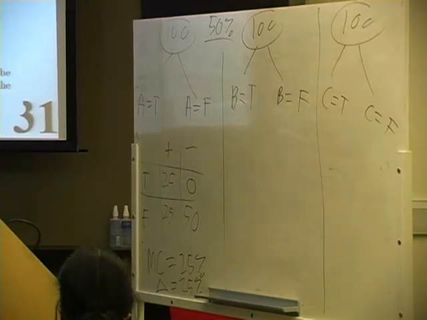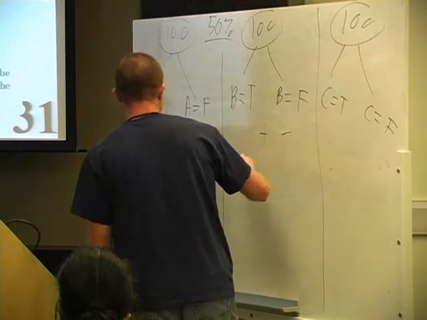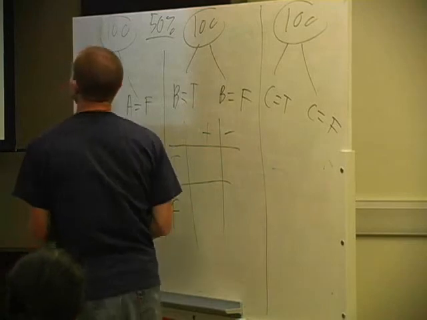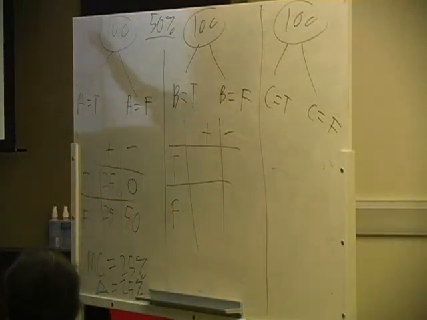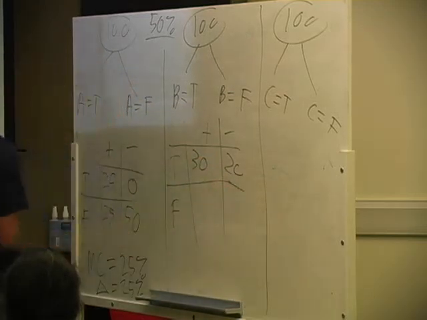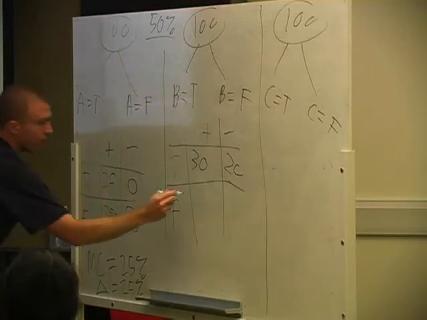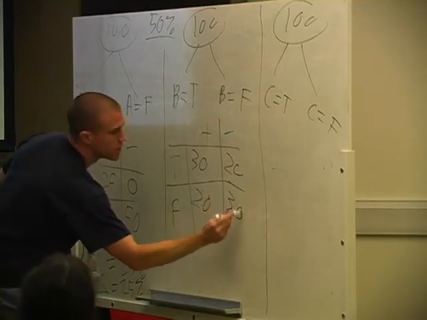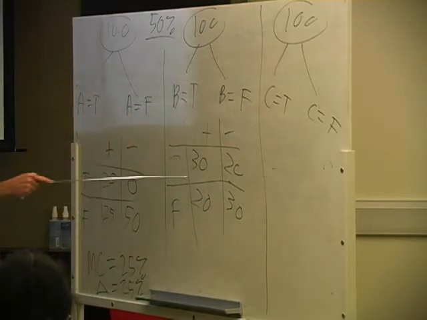Okay, you could also do the same thing with B. B goes plus minus, it's either true or false. I split on B. I think for B true, there are 30 positives here, and for B true, there's 20 negatives. And then for B false, there are 20 positives, and for B false, there should be 30 negatives.